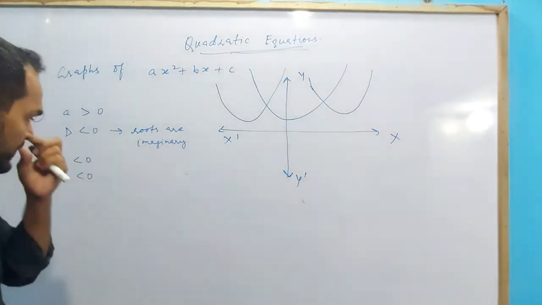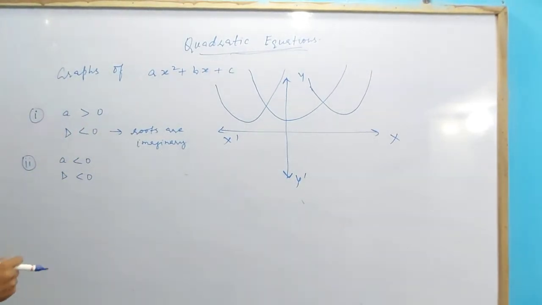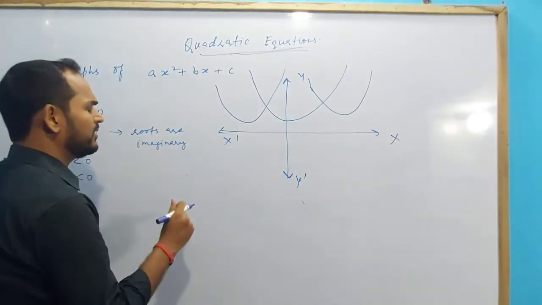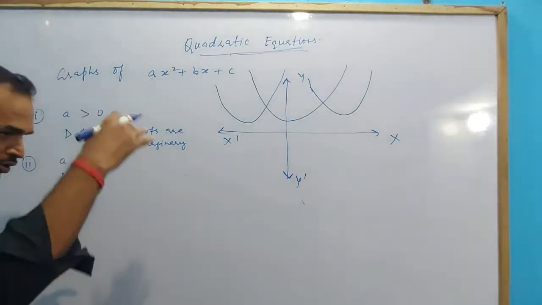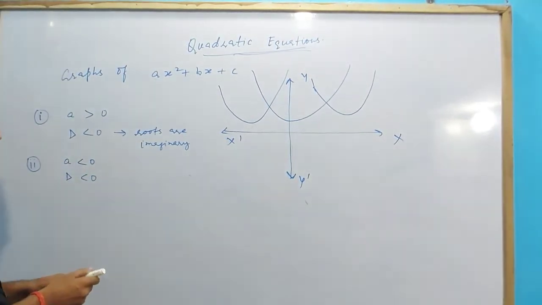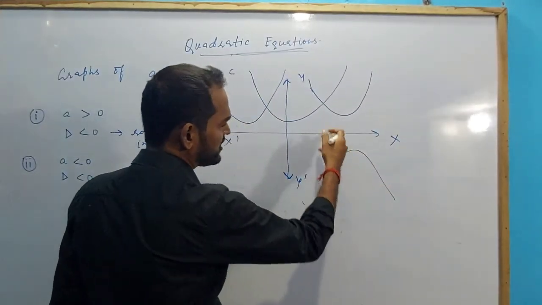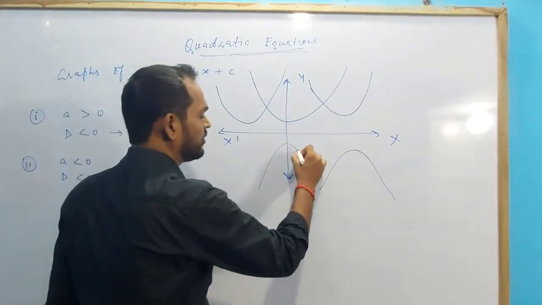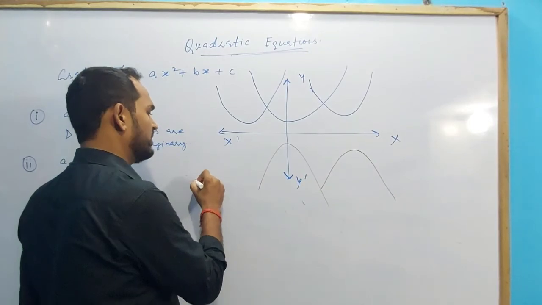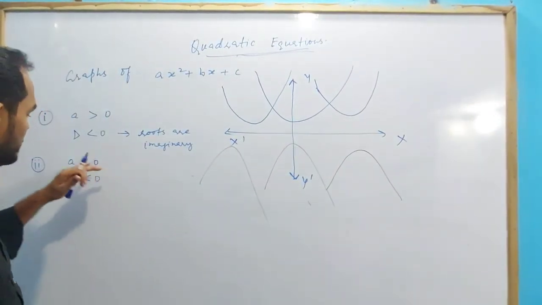Keep it in mind. In the second case, when a is less than 0 and d is also less than 0, what would happen? Simple. a is less than 0, so downward. And since d is less than 0, in the same graph it will be like this. It will not touch the x-axis anywhere. Got it? And downward parabolic.